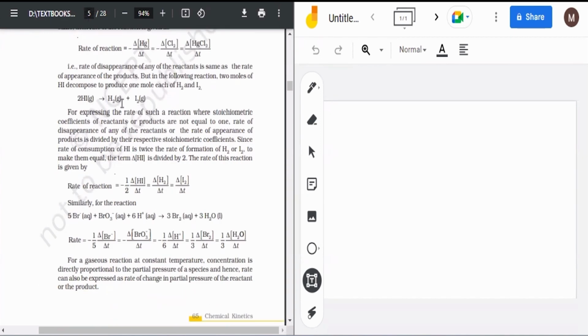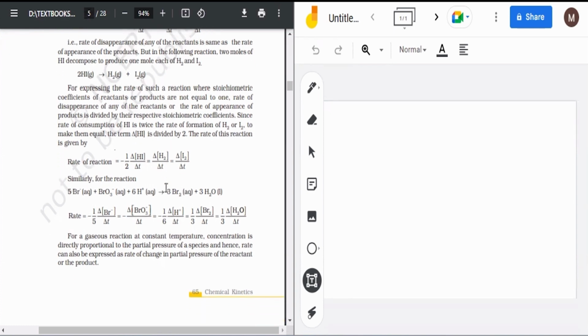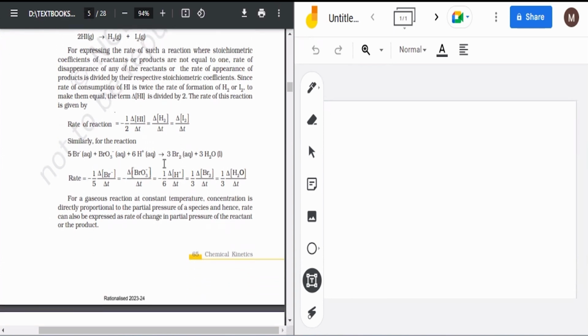So I hope you're understanding it. Remember one thing, this is addition. That doesn't mean that you have to add here. The rate of formation of H2 is equal to the rate of formation of iodine. This thing you have to apply here. So don't forget it. Similar way we can do in this reaction.